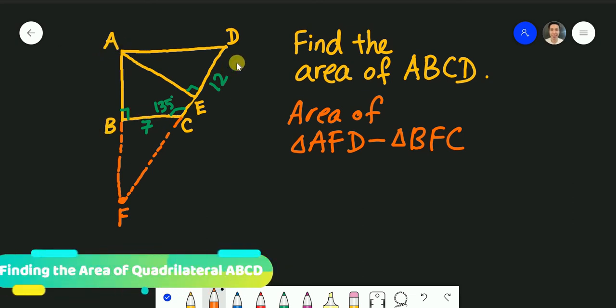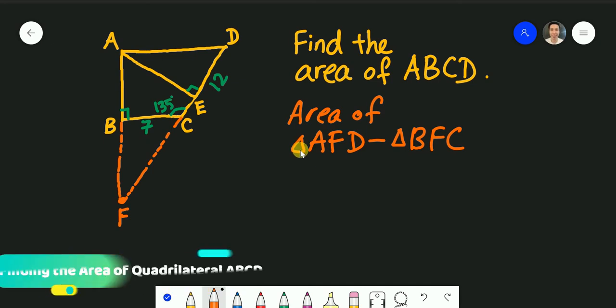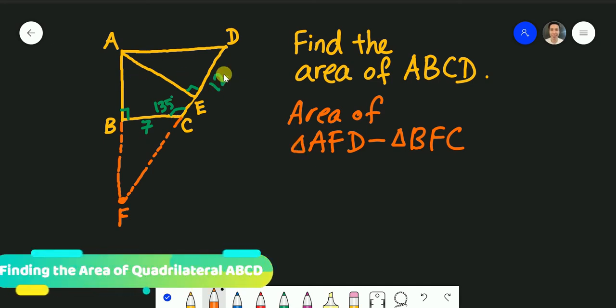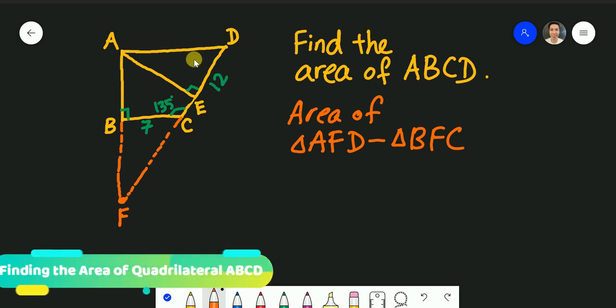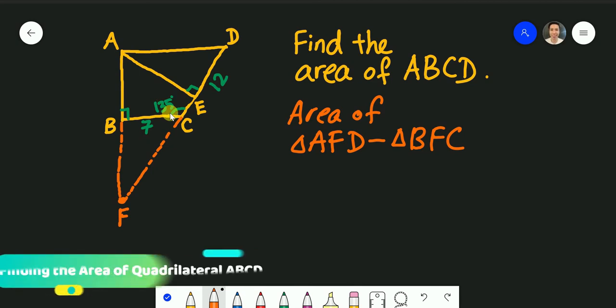Well, before we start finding the area of AFD, we know that the area of a triangle is half times base times height, right? So that means we need to find the base of the bigger triangle. The base could be FD or the base could be AD. Let's say I use the base FD, and then the height I use is AE. So we need the length of these two. Okay, so let's start now.